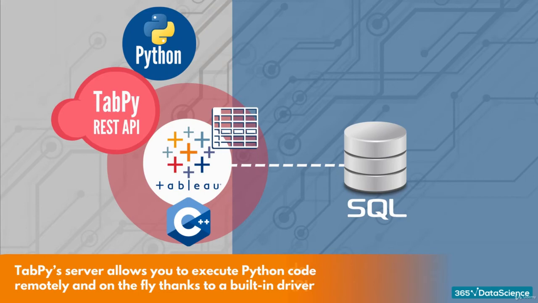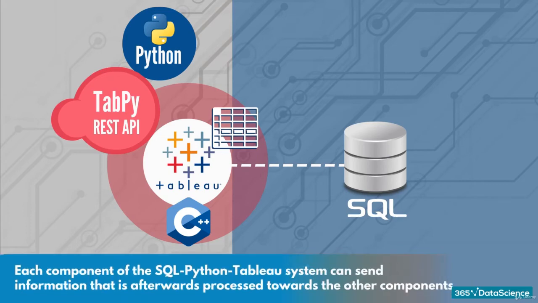So, different to using interfaces, where information is being sent from point A to point B over an API in a certain text format, this type of integration involves multiple software products having a common API and built-in drivers. Each component of the SQL Python Tableau system can send information that is afterwards processed towards the other components that have drivers executing the foreign language code.